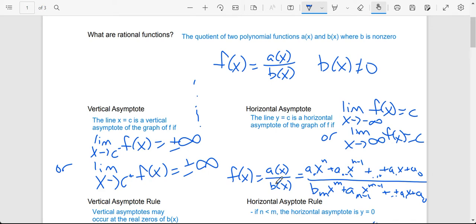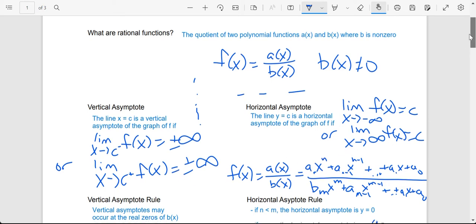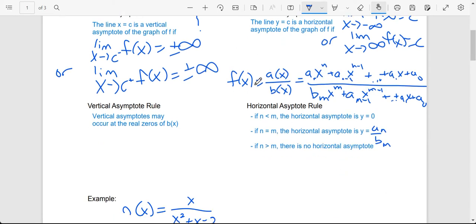And then horizontal asymptote over here, y equal to c. Why? Because y equal to c makes a horizontal line. It's a horizontal asymptote if, as we go to positive or negative infinity, it's going to be equal to some constant on the graph. Down below here, important to note, f of x equal to a of x over b of x. So here's how we write the definition of polynomial, and we're going to need this in order to follow some of our asymptote rules.